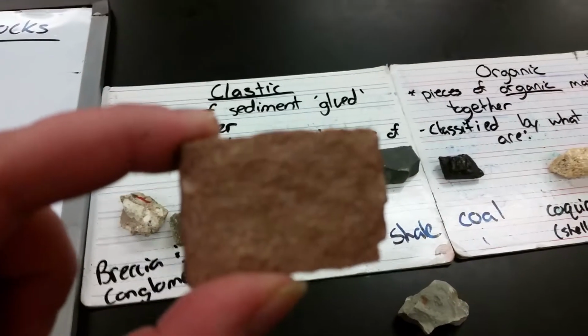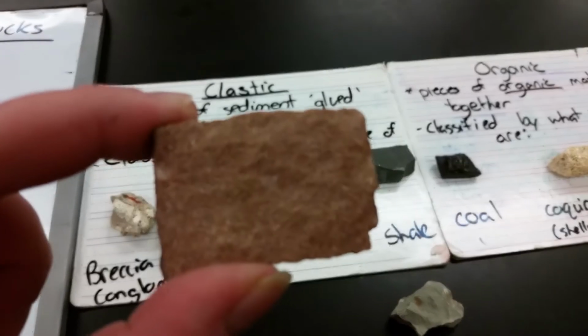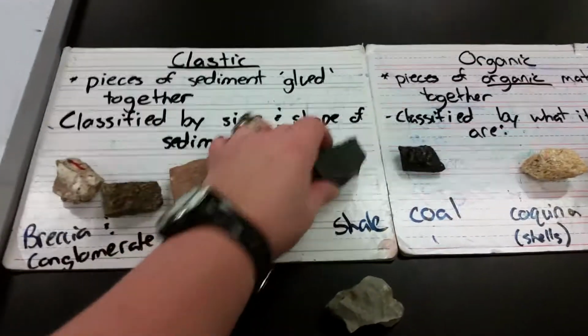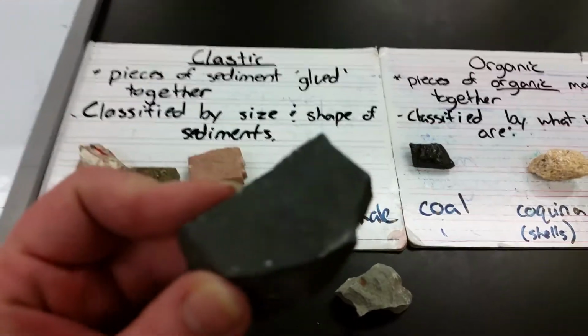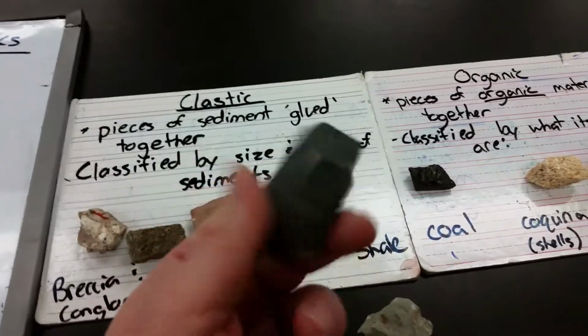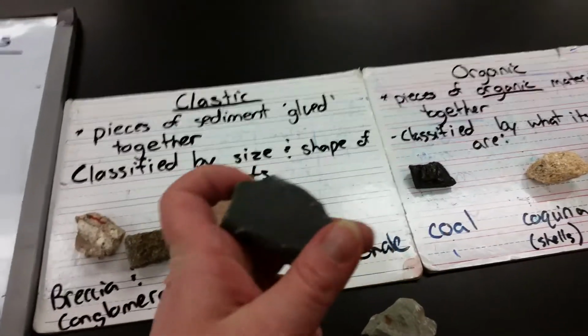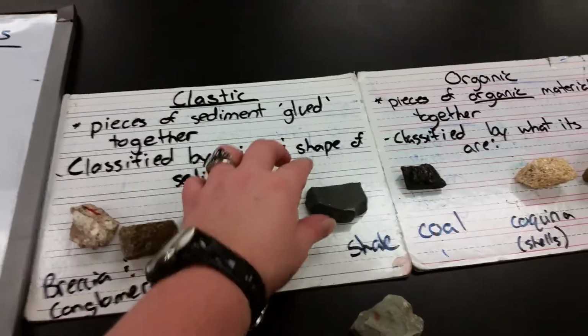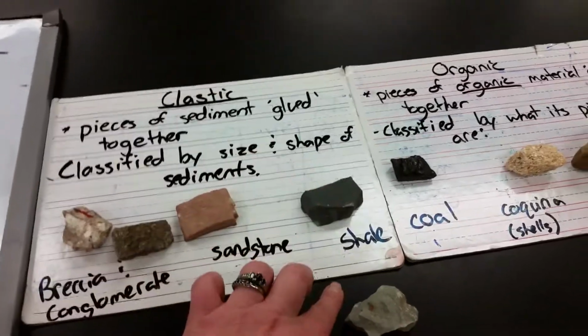Sandstone is a medium-sized clastic sedimentary rock because if you look closely, each little grain of sand is glued together, and they're smaller than our breccia sediments, but they're not quite as small as shale. And if you look at shale, you can't really tell the different sizes of the sediments, and it feels smooth. This would form on a lake bottom, and it feels just like mud, except now it's turned into a rock. So the mud particles were cemented, and so we get the clastic sedimentary rock shale.